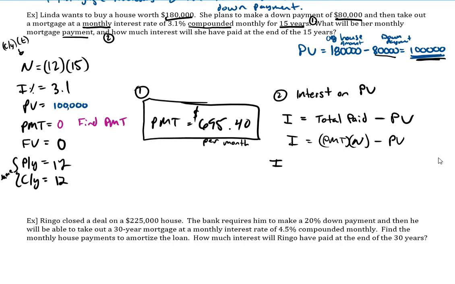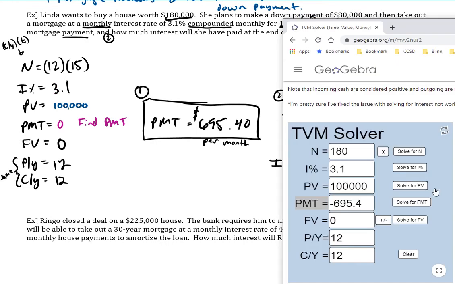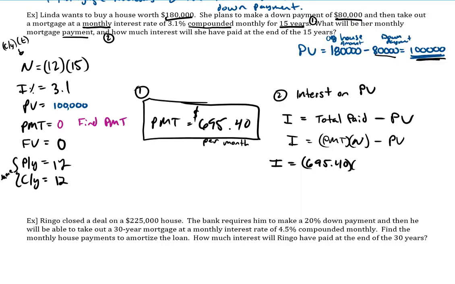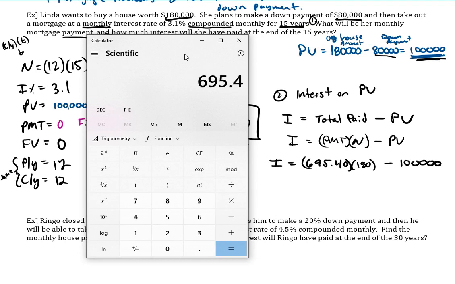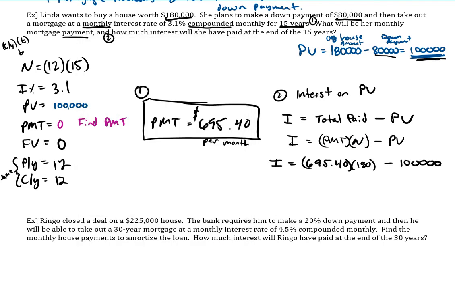And so now we could plug all this in. We have the 695.40 times n. When we did that in the calculator, it was 180. So we have times 180, and then minus the present value, $100,000. I'm just going to use the basic calculator on the computer. So 695.4 times 180, and we get $125,172. And I guess that is rounded to the nearest cent.